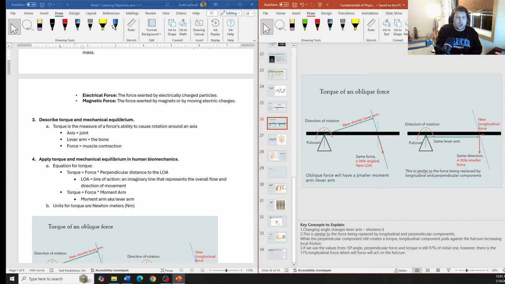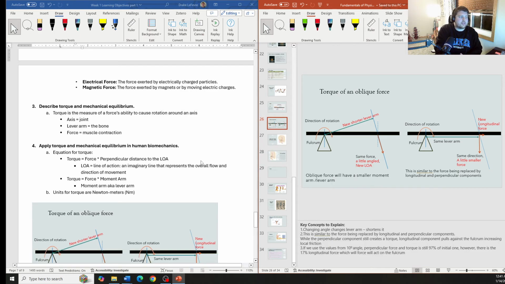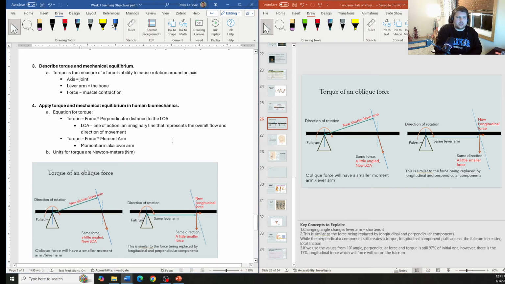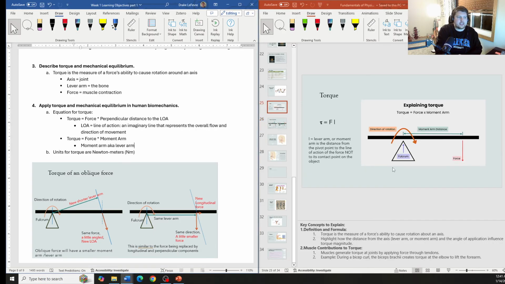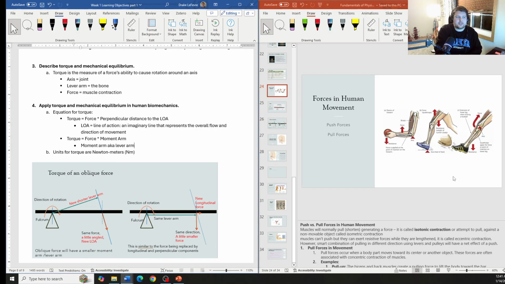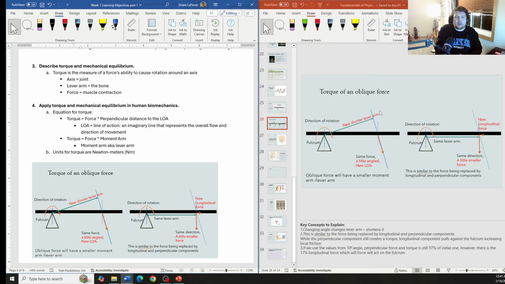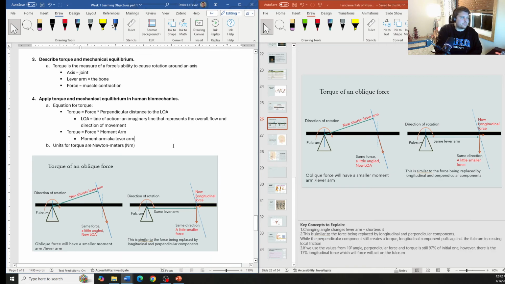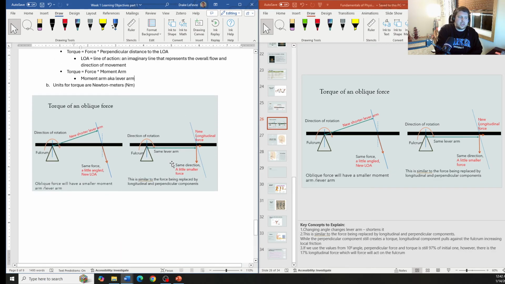Now, our muscles and everything set up is not perfect. So we're not going to always have perfectly perpendicular forces. We're going to have forces happening at a little bit of an angle. When things happen at an angle, it slightly decreases the lever arm, aka that moment arm, and changes the force, because now we have a y component and an x component, so it changes the overall force. So it's just something to understand.